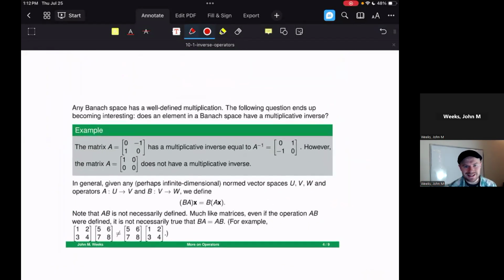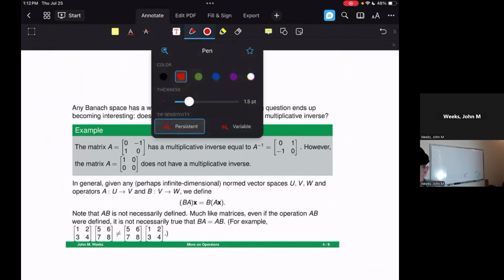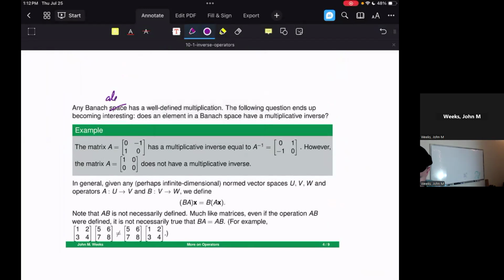So any Banach space has a well-defined multiplication on it. We define, I should say, not Banach space, this should be a Banach algebra. And that is just by definition of what we have for an algebra, is that you can take two elements inside of a Banach algebra and define them in a multiplication.